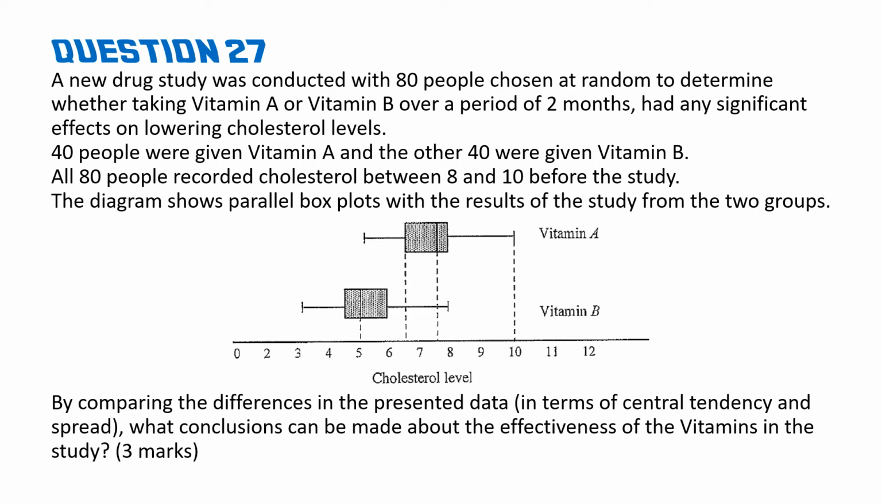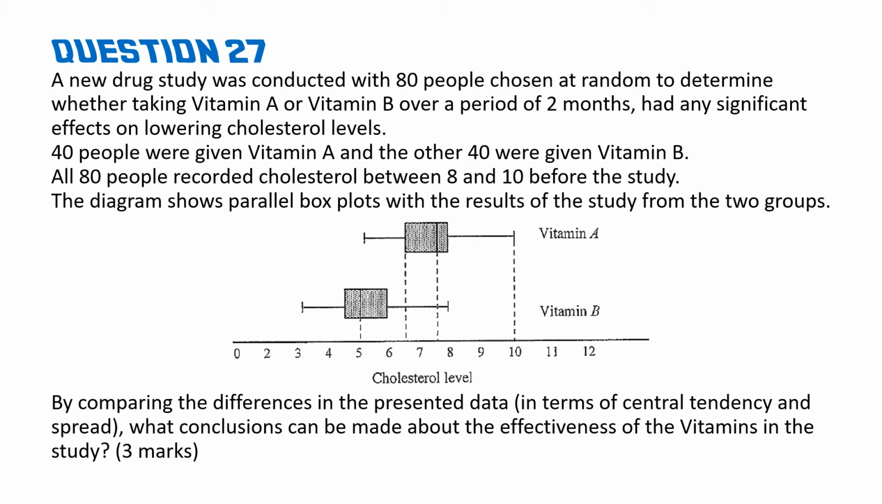By comparing the differences in the presented data in terms of central tendency and spread, what conclusions can be made about the effectiveness of the vitamins in the study? Now it's 3 marks, so straight up you should hopefully realise we want 3 statements. Right? We want 3 things that we can pull out from that particular graph.